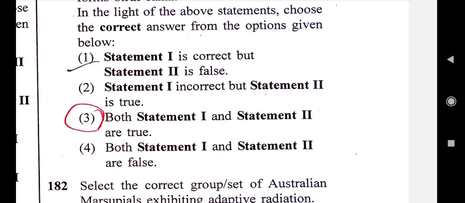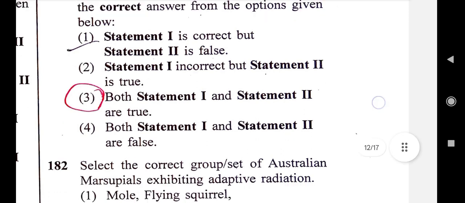Dear students, whatever the red pen circle is given, those are the correct answers. Option 4 given, both statement 1 and statement 2 are false. It's also not the correct answer. So the correct option is option 3, both statement 1 and statement 2 are true.